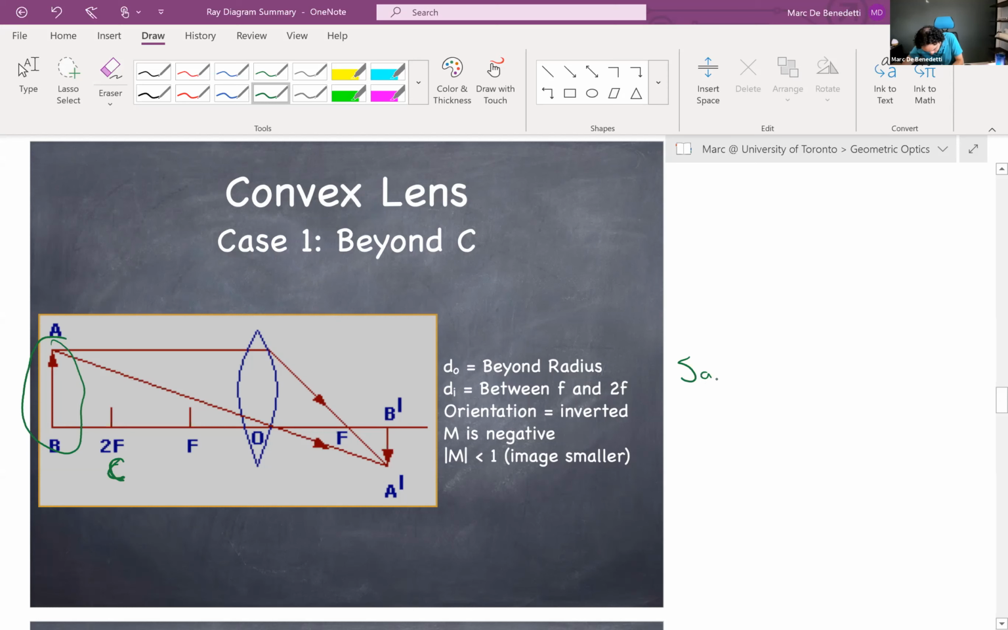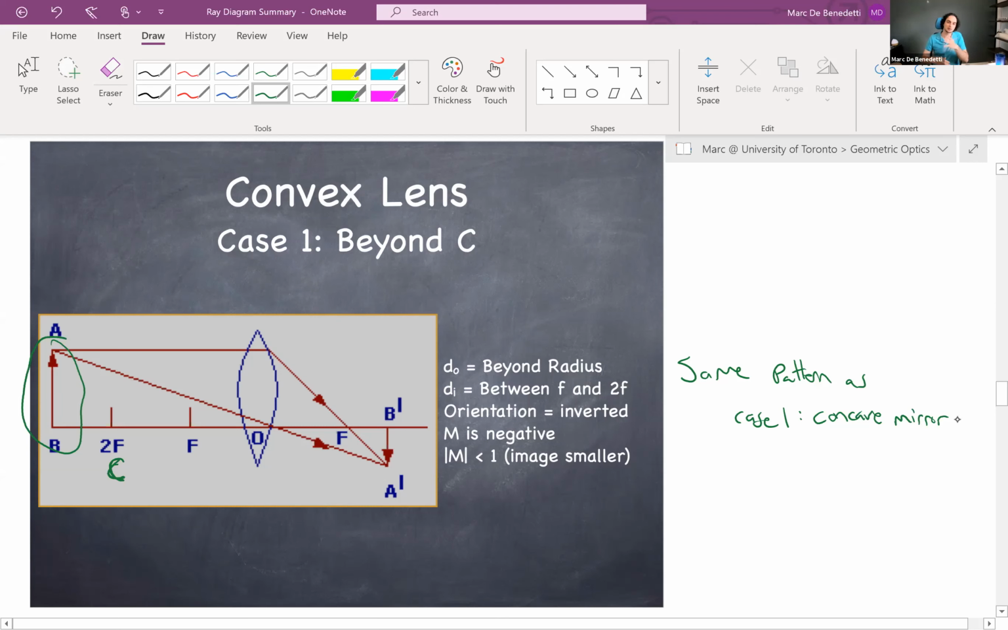This is the same pattern as case 1 of the concave mirror. So it's not like having to memorize 2 separate things. And frankly, you shouldn't be memorizing anything, but if you're trying to get things sorted out in your head, it's not like you're trying to sort out 4 different things. The concave mirror has the same pattern as the convex lens, right? So once you understand how to manipulate and think about one pattern, you've got 2 different cases under your belt inherently.